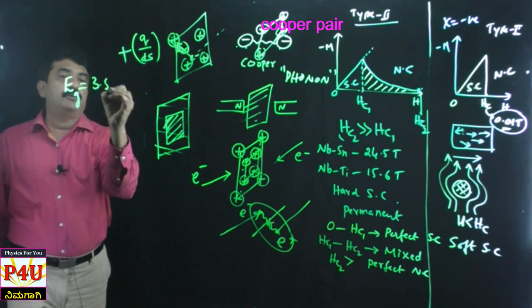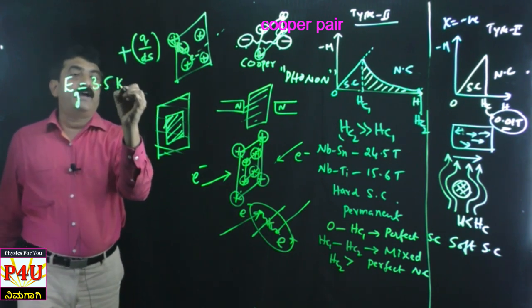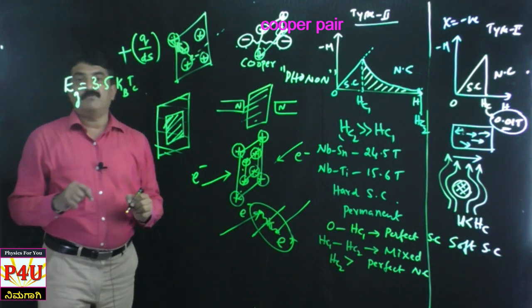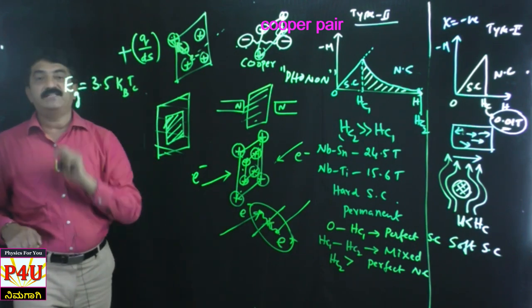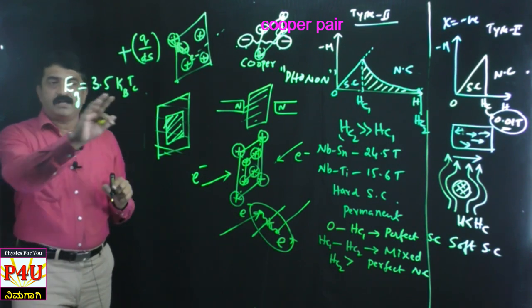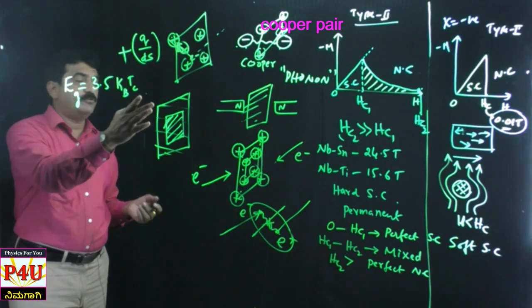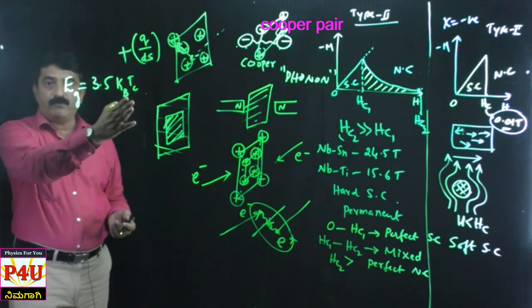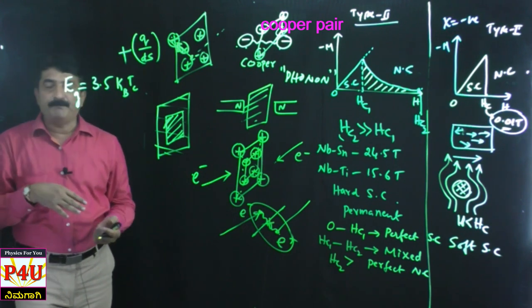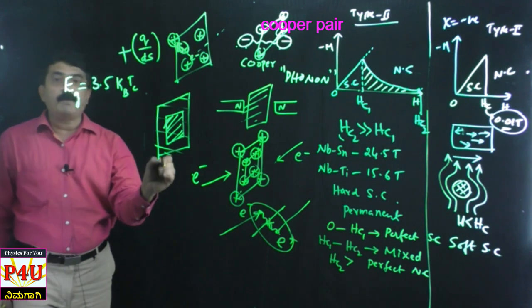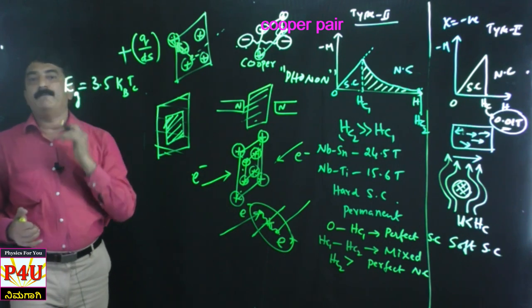It is possible to prove that it is 3.5 kB into Tc, where kB stands for the Boltzmann constant and Tc is the critical temperature. If you substitute Tc, for aluminium like 1.15, for mercury like 4.15, and calculate the energy gap, it is a very small value. That means Cooper pairs exist only at lower temperature.